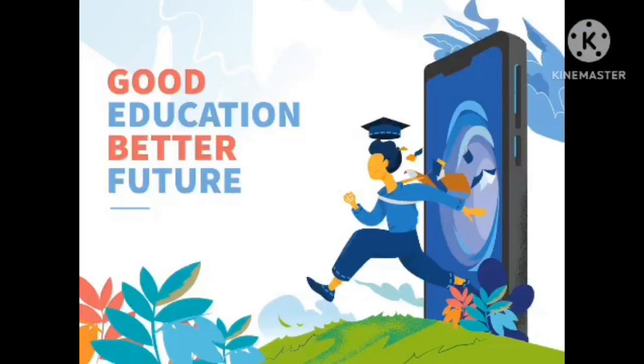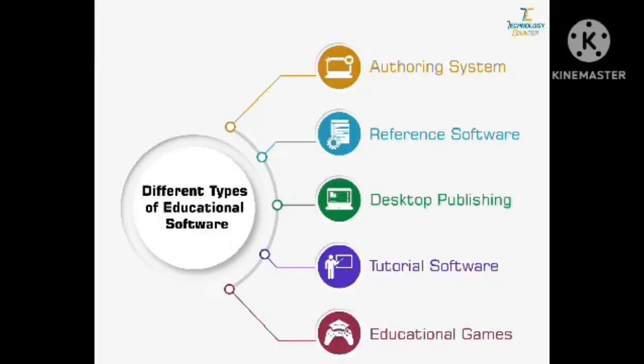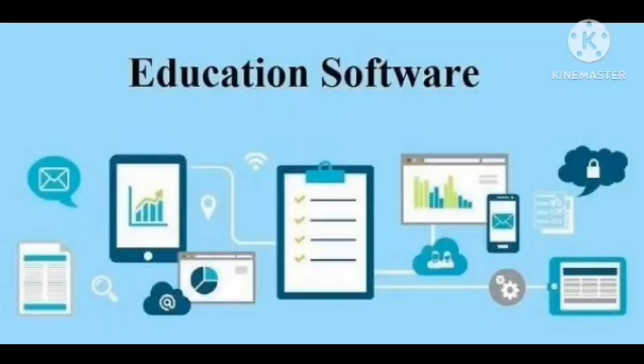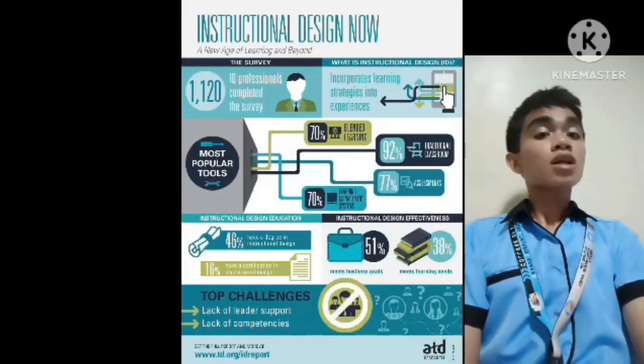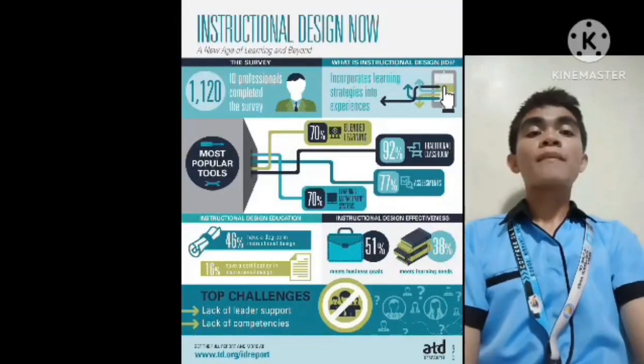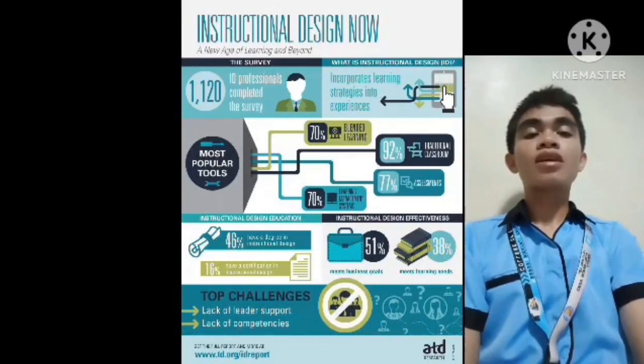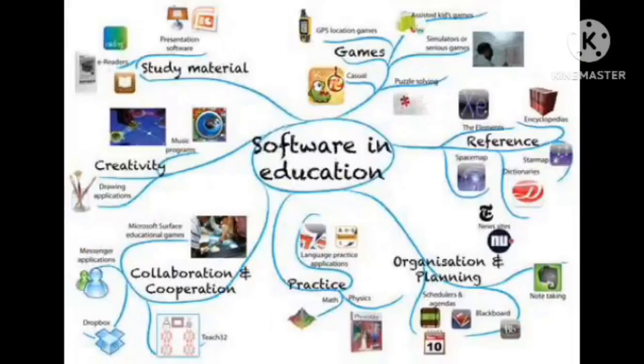It refers to a more convenient and effective setup for teaching methods. This means the schools are now creating a hybrid learning environment around students to make sessions more engaging and interactive. What is the primary purpose of instructional software? Instructional software is a computer program designed to assist in the delivery of instruction. The primary purpose of instructional software is to support teaching and learning.